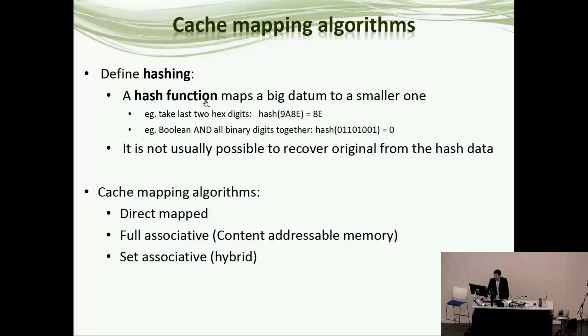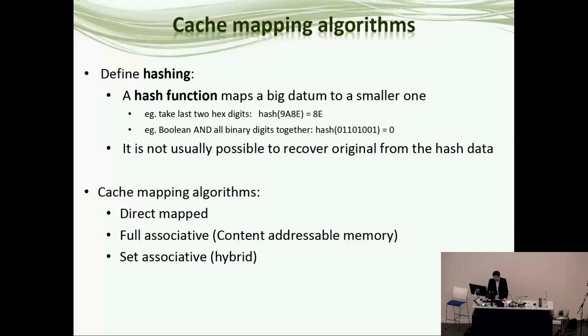Another way of doing a hash would be, for example, ANDing all the binary digits together. Here I've got 8 bits going in and only a single bit coming out. So a characteristic of a hash function is you can't usually recover the original input from the resulting hash data because you're making it smaller. Actually, an AND gate is the simplest form of hash. Remember we talked about AND gates being non-reversible. You can't reconstruct the input from the output because the output is smaller.